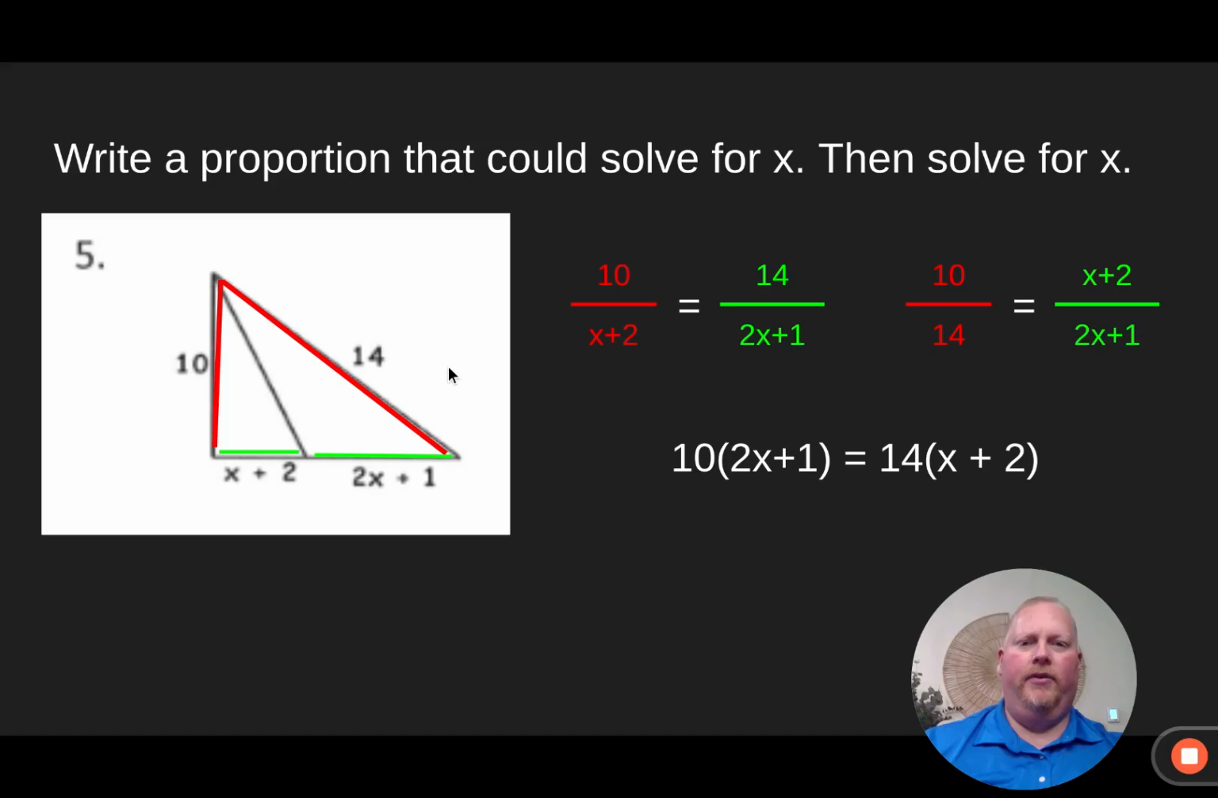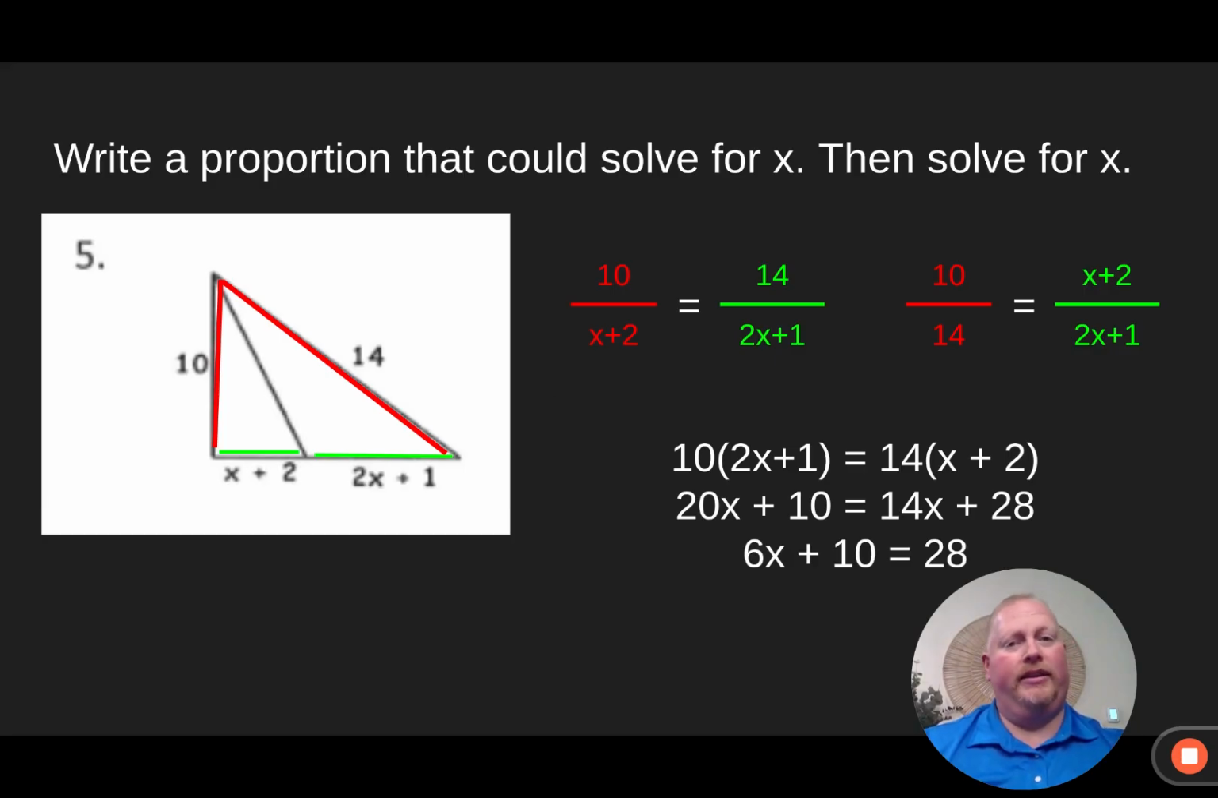Cross multiply. I have to distribute twice here. So 10 times 2x, 10 times 1, 14 times x, 14 times 2. Let's get all those x's together. Let's subtract 14x on both sides. Subtract the 10 and divide by 6.